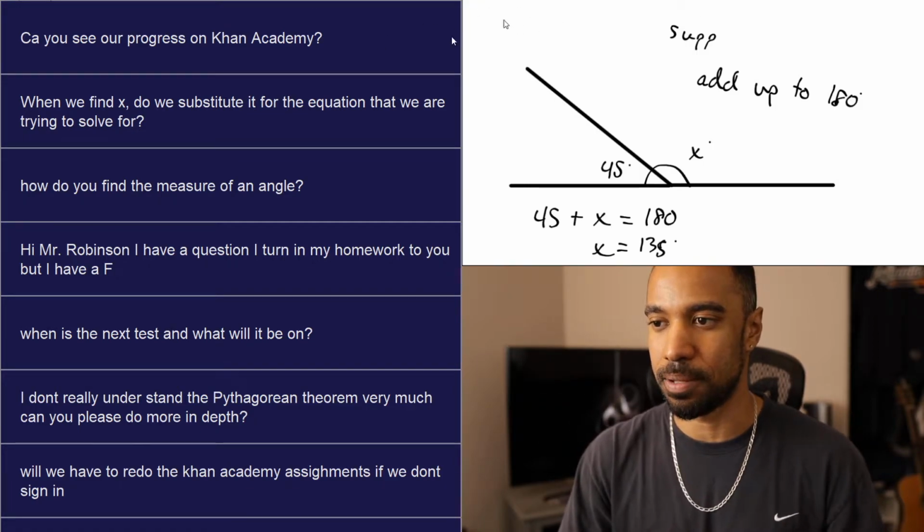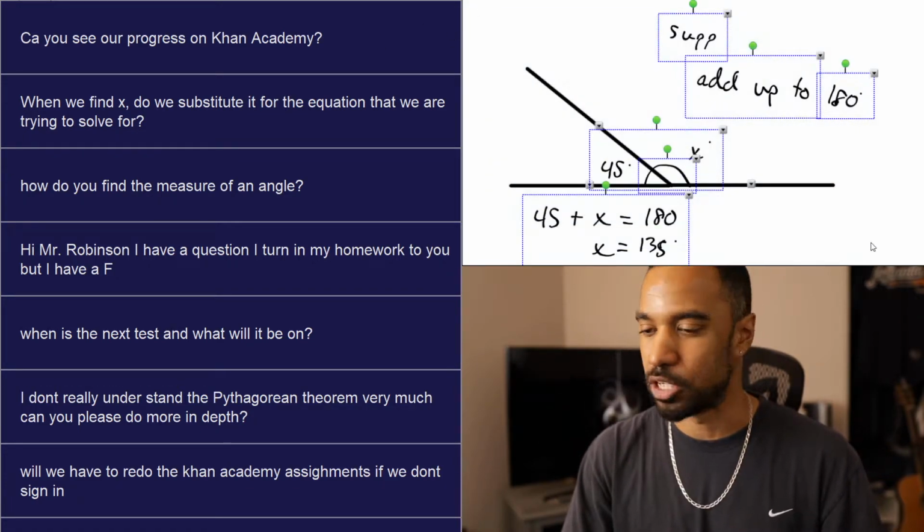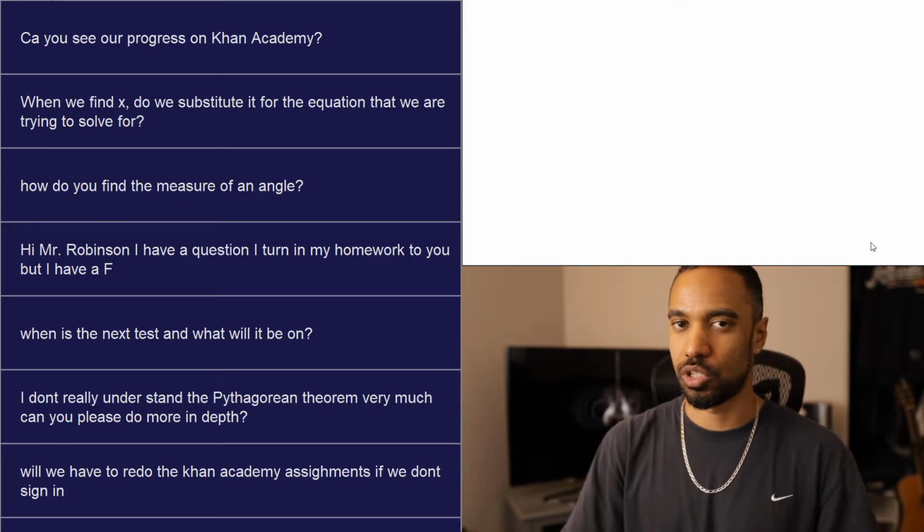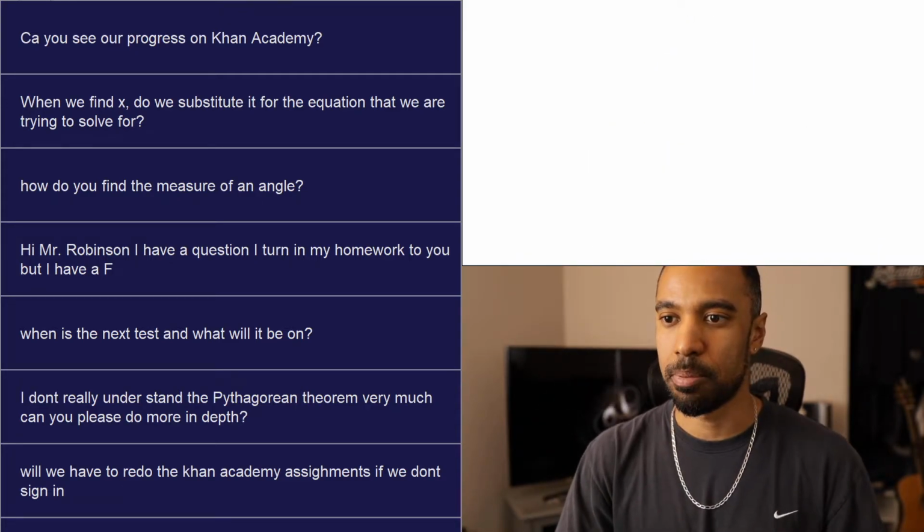They just have to add to 180. Can you have triplets be supplementary? It's not called that. Just angle pairs. All right, so that's complementary and supplementary.